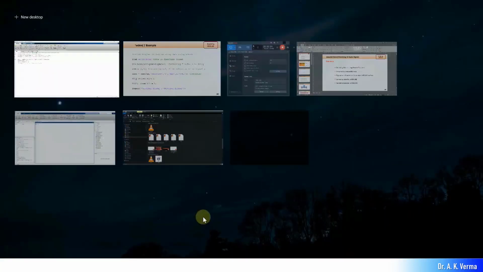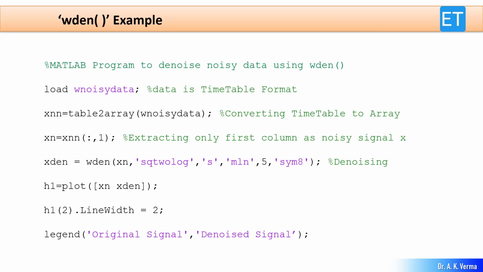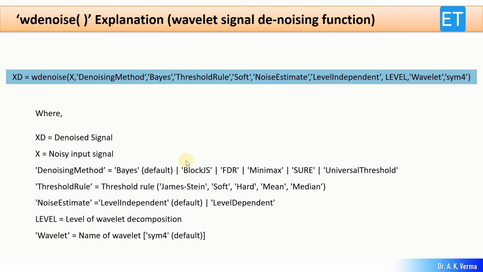So let's come to another example. Another function which is used in MATLAB is wdenoise, which is the newer function, and this is the syntax given here: xd is the output signal, x is your input signal. Now the denoising method, as you saw in wden, where it was the tptr, here it is the denoising method. So you can have Bayes, you can have SURE, sqtwolog, and others which are supported by wdenoise. Here they are written: Bayes, which is the default, BlockJS, FDR, Minimax, SURE, and UniversalThreshold.